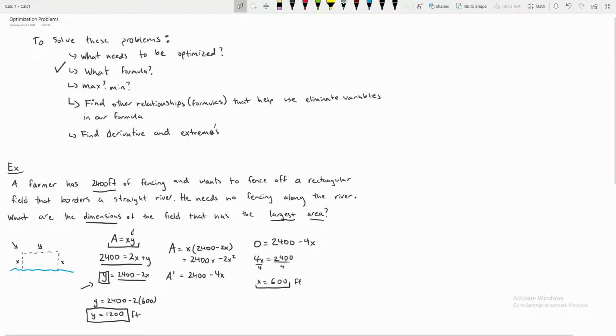So that's a pretty short lesson on optimization problems. Essentially, all of them are very similar. We want to find the formula that we need to maximize or minimize. Then we want to find some sort of other relationship, eliminate a variable, find the derivative, and then find where the local min and max are.